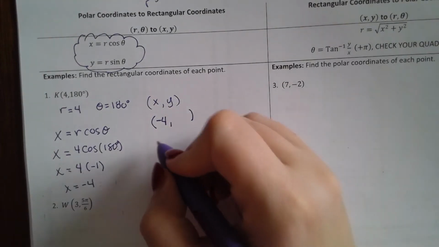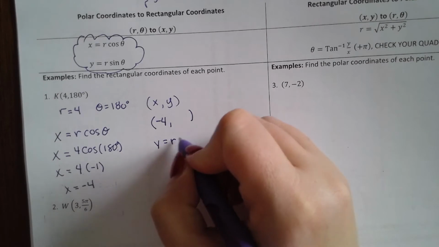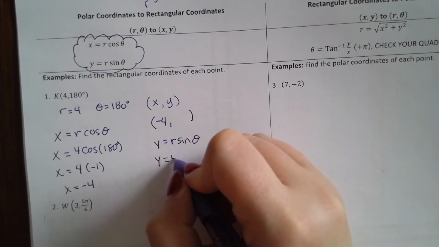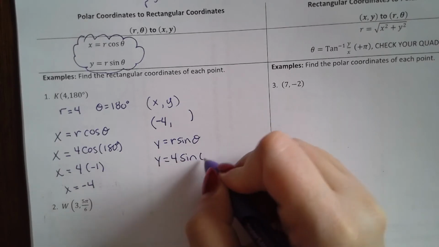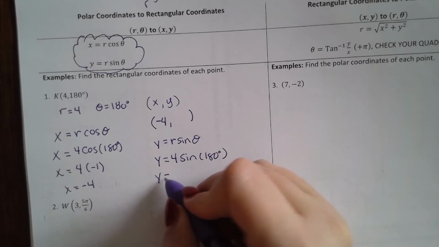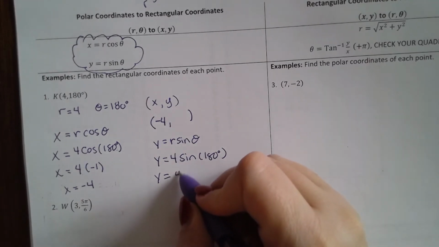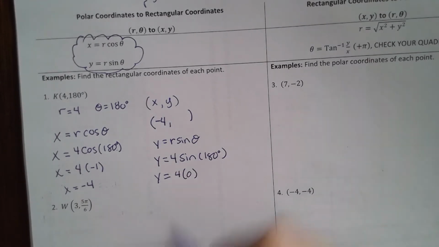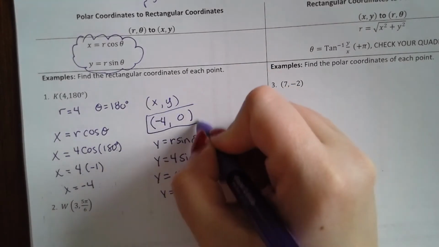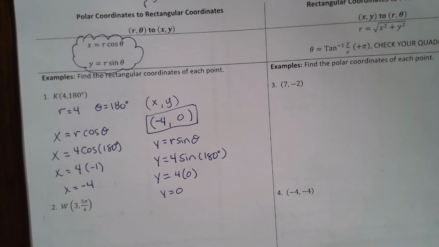Now we're going to do the same thing with y. Y is equal to r sine of theta. Well, we know r is 4, and we know theta is 180 degrees. Now sine of 180 is 0, and 4 times 0 is just 0. So our ordered pair, our answer, is (-4, 0).